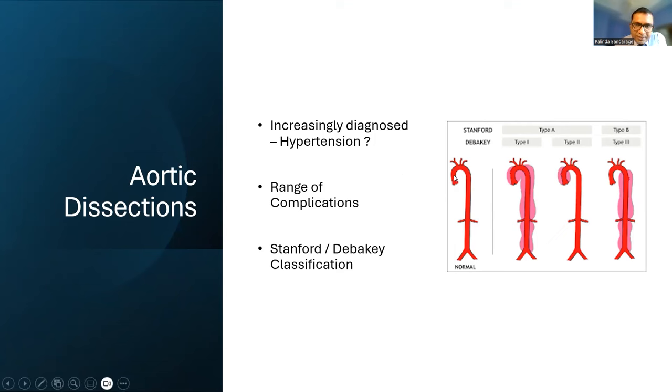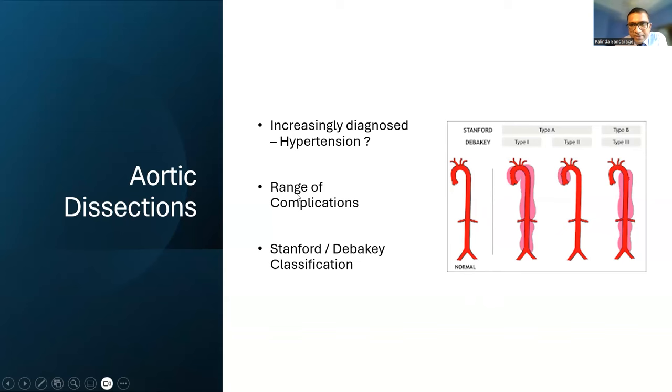If the dissection extends proximally, the valve can get regurgitant and there will be severe heart failure. Coronaries can get affected, leading to MI. Carotids, stroke. And lumbar vessels can lead to paraplegia when the spinal cord is ischemic. And mesenteric ischemia can lead to bowel gangrene. Renal failure if the renal vessels are dissected. And limbs can go ischemic once the dissection extends into the iliac vessels.